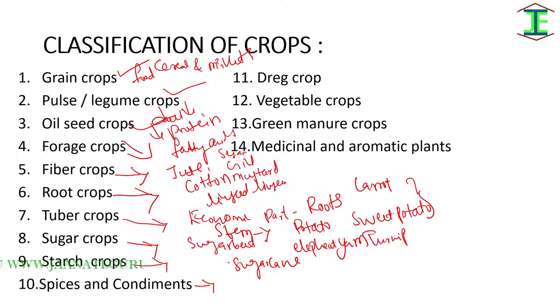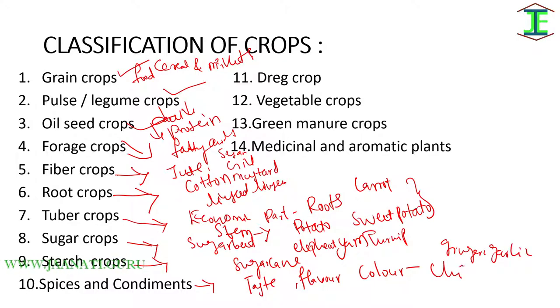And then next is spices and condiments. These are products that, when we add them to food, add taste, flavor, and sometimes color to the preserved food. Examples of spices and condiments are ginger, garlic, chili, cumin, coriander. This all comes under spices and condiments. Next is drug crops. These crops are used for the preparation of medicines. For example, tobacco and mint are drug crops. Next, vegetable crops.